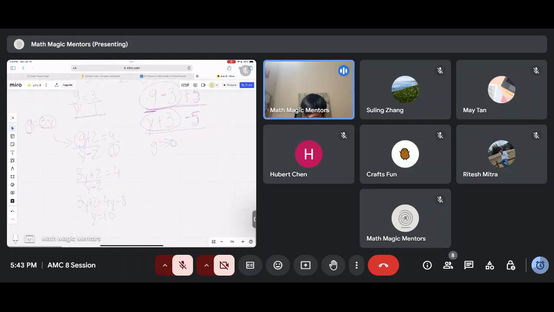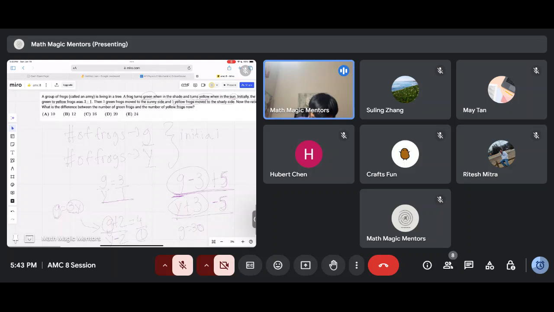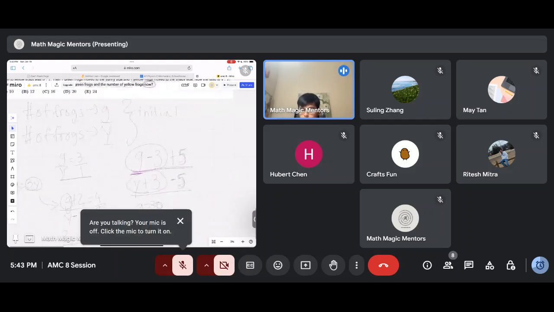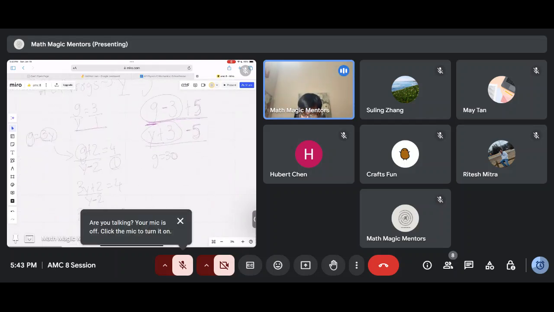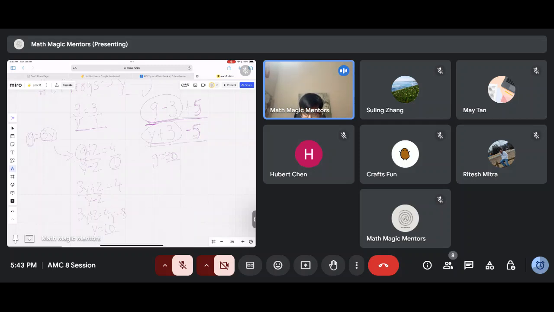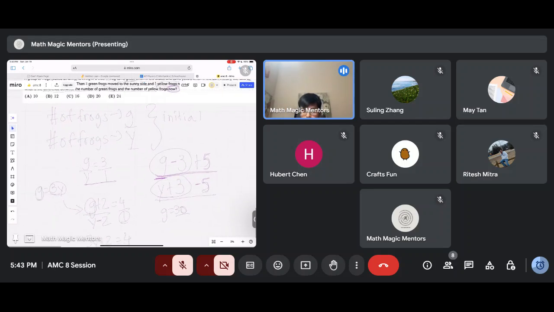But here's where some of you may go wrong. You have to read the problem statement really carefully. It says, what is the difference between the number of green frogs and the number of yellow frogs now? So now is after all these transitions come through, right? So initially 30 minus 10 is just 20, right? So you guys can go ahead and put D, right?